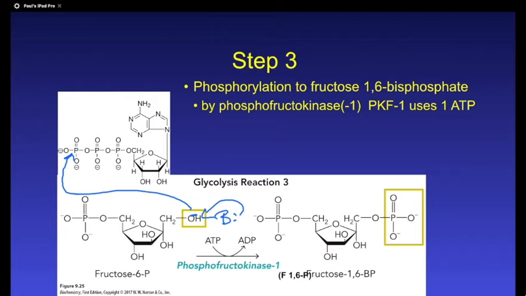What has to happen when I attack something that has a double bond? The electrons must go up, and the electrons must come down. And what falls off is ADP, so this bond is broken and goes onto that oxygen. ADP is the leaving group. And I've got fructose 1,6-bisphosphate. Great. All right. This is an investment of ATP. The first reaction was an investment of ATP. I've used energy.